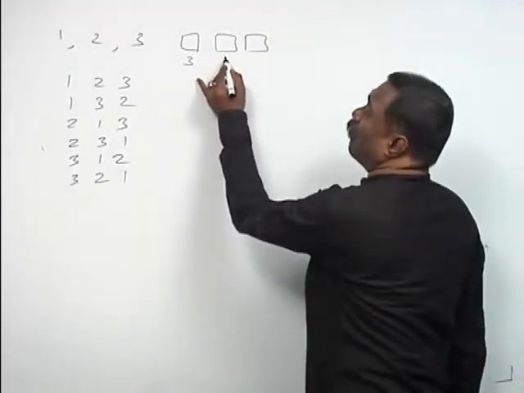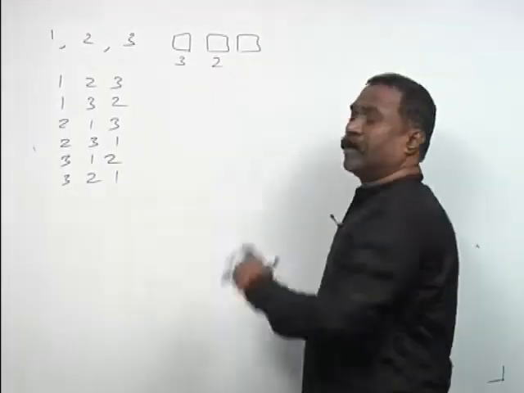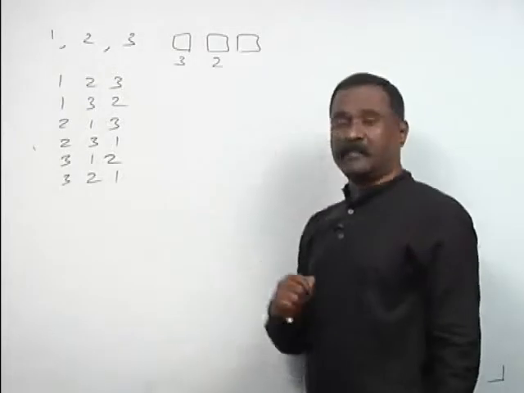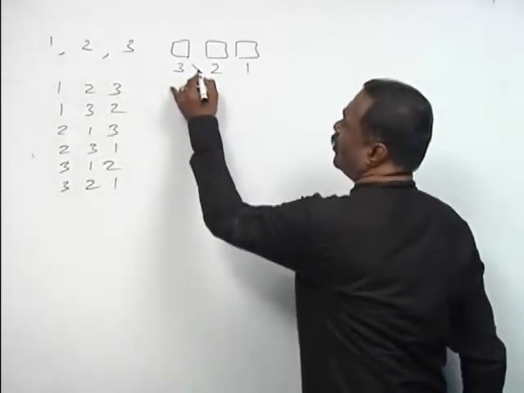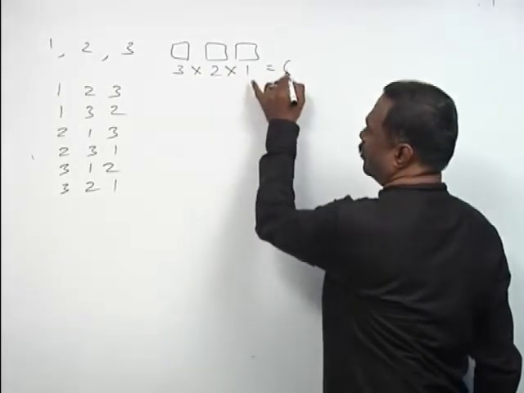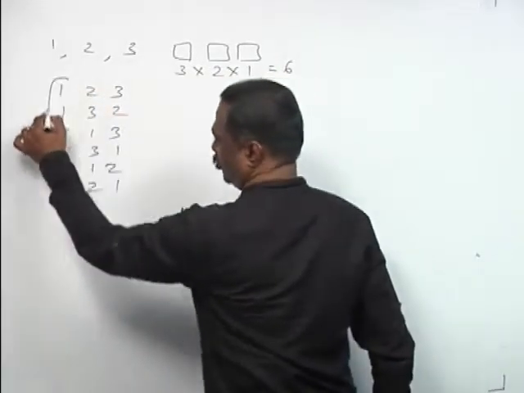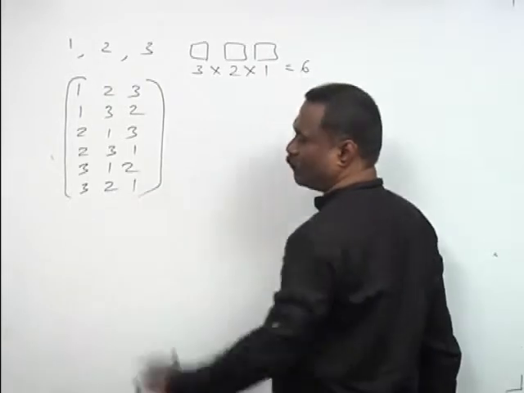So we can fill this in two different ways because one digit is already filled. And this can be filled in one different way. So it is 3 into 2 into 1, which is nothing but 6. These 6 are shown to you clearly. You have written them.